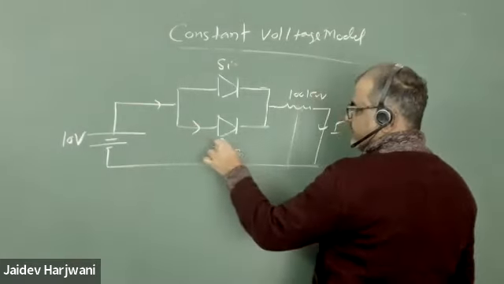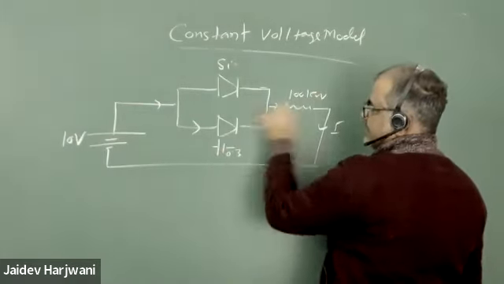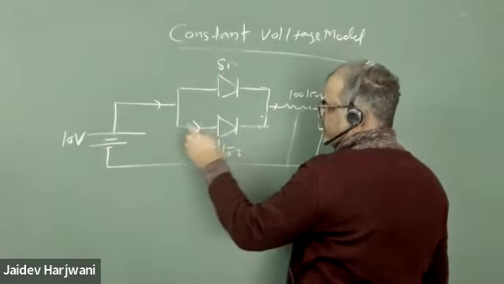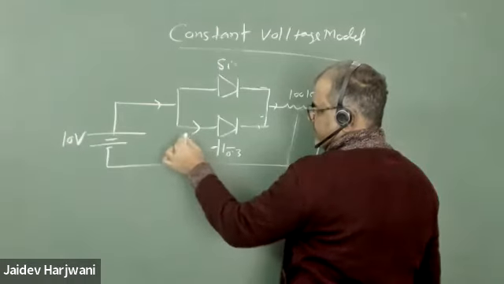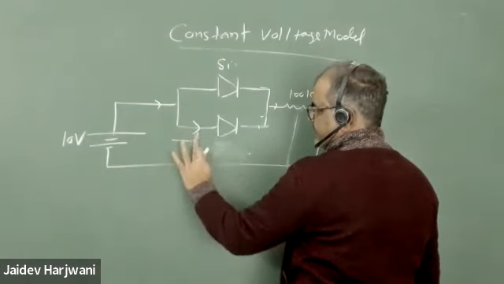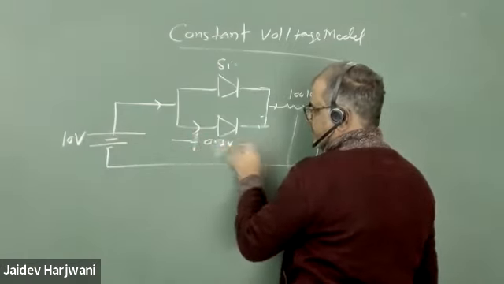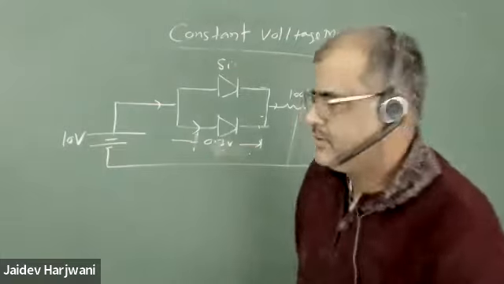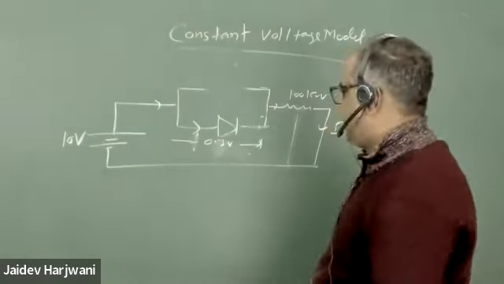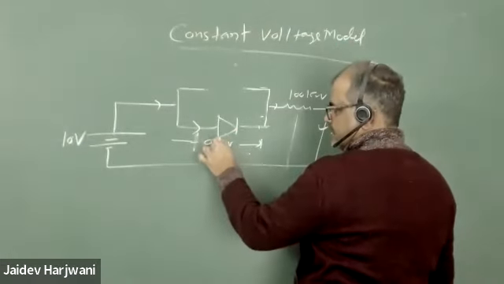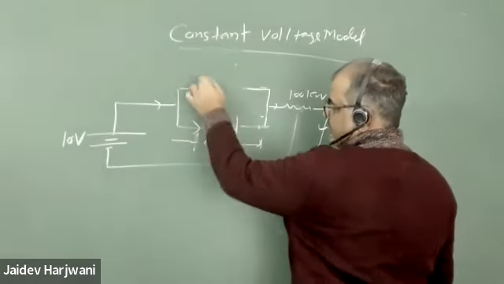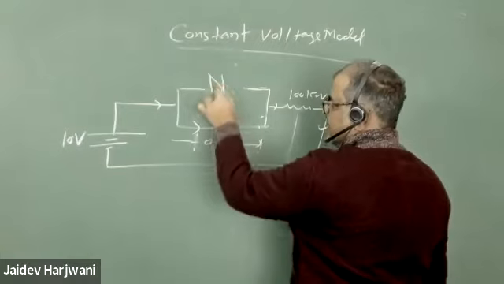This current will go from here, here. No current will go from here, because once there is a voltage drop of 0.3 volts here, it stays 0.3 volts. Now suppose this silicon is not there, and the current is flowing like this, you're getting 0.3 volts here. Now suppose I add some silicon here.